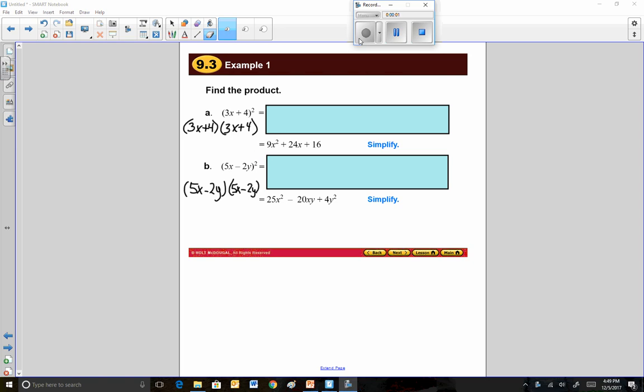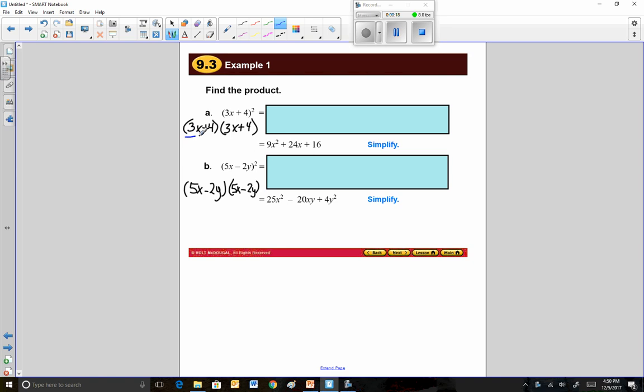Hey class, today we're learning about finding the product, and if you take a look at this question, we have, let me grab a pen real quick, 3x plus 4, the whole quantity squared. So we write 3x plus 4 times 3x plus 4. Then we just multiply these out.